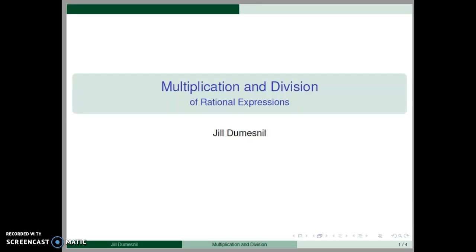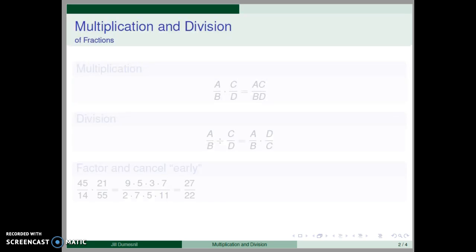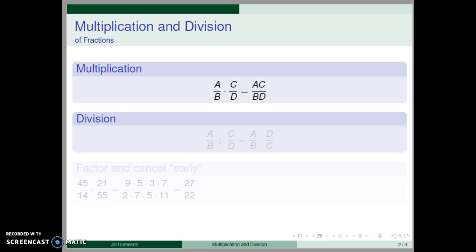This video illustrates multiplication and division of rational expressions. As usual, it is helpful to review similar familiar concepts of fraction multiplication and division. Recall that to multiply fractions, we multiply the numerators and multiply the denominators. Fraction division is defined as multiplication by the reciprocal. To divide A over B by C over D, we multiply A over B by the reciprocal D over C.